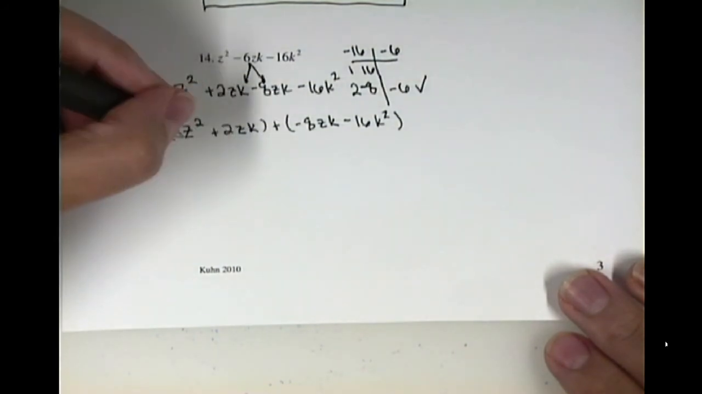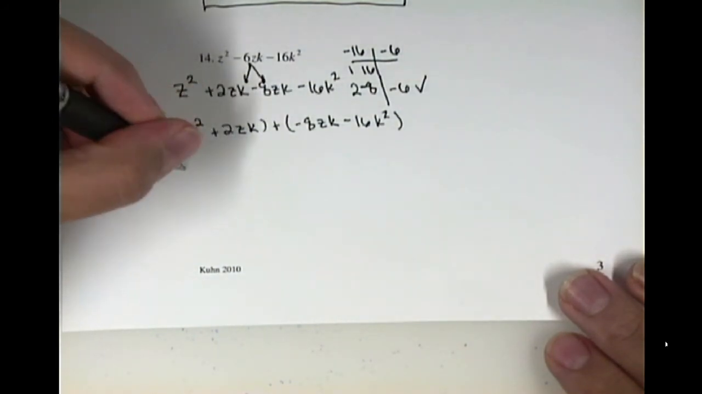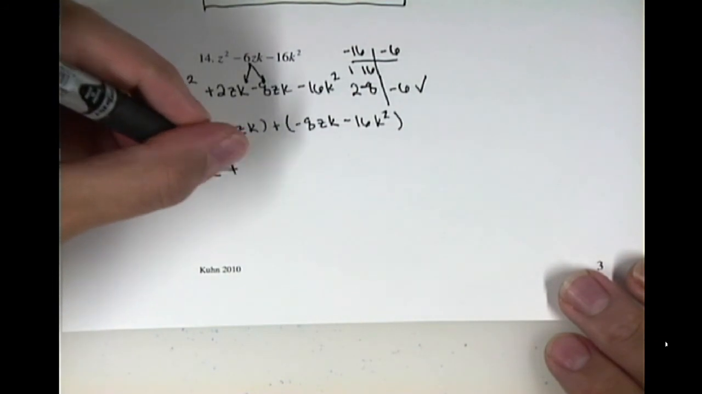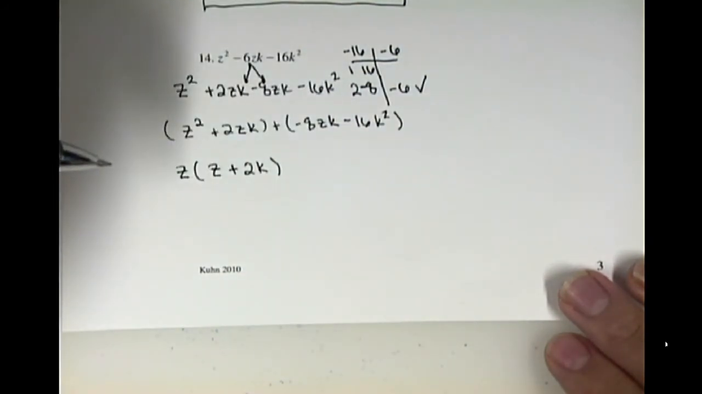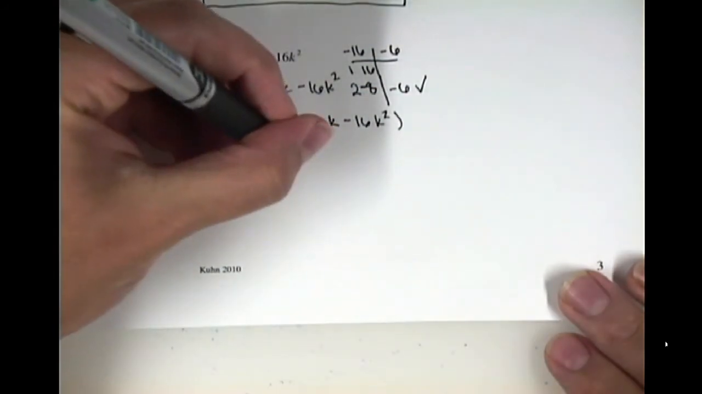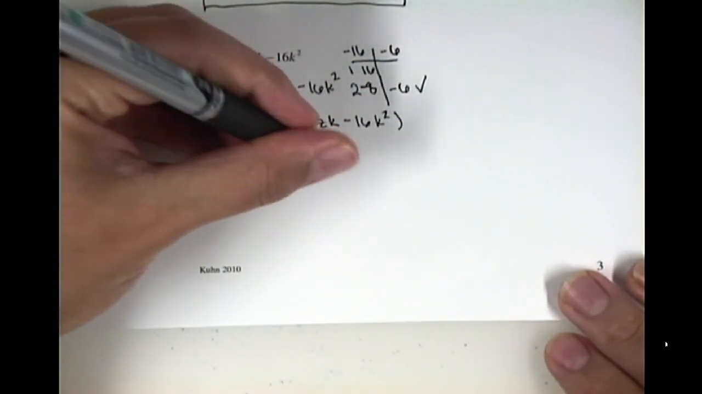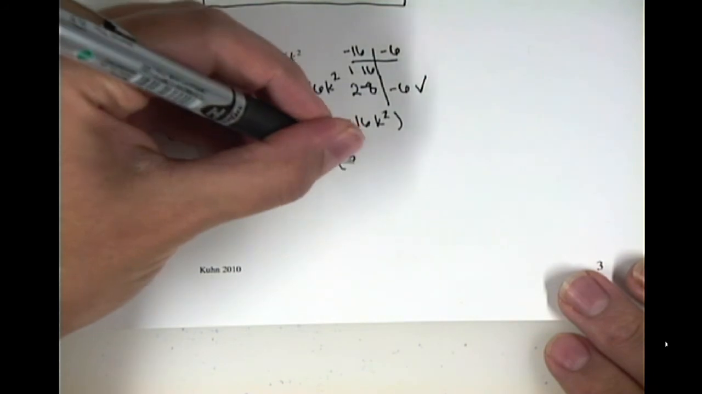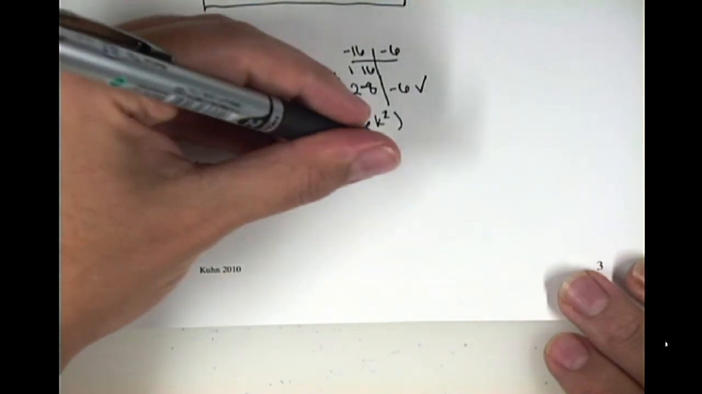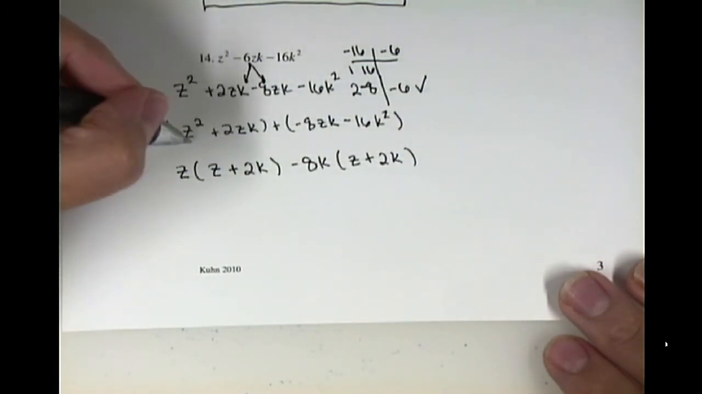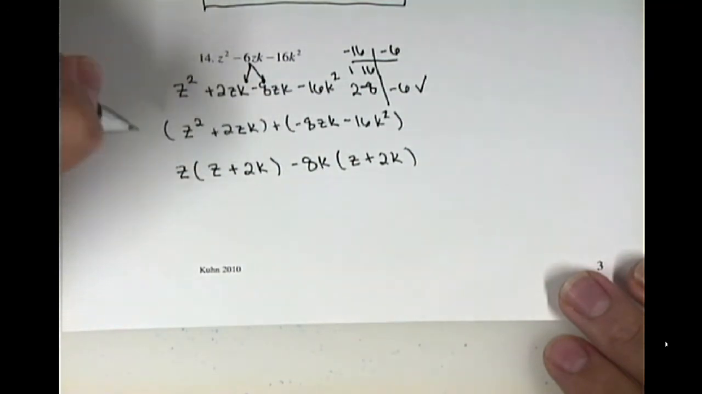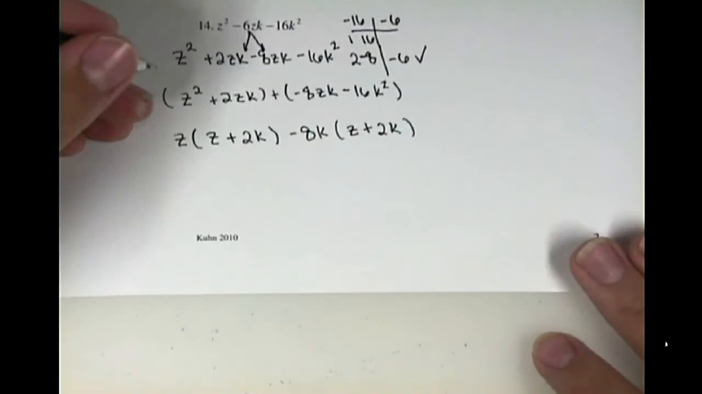From the first set, take out what you can. We can factor out a z, and we would have z plus 2k left on the inside. Look at the second set and take out what you can from that. We could take out an 8 and a k, particularly a negative 8. So let's do that. And we would have a z plus 2k left. Always distribute back in and make sure that you get what you have on the line above. If you distribute back in and you don't get what you had on the line above, you've done something wrong.